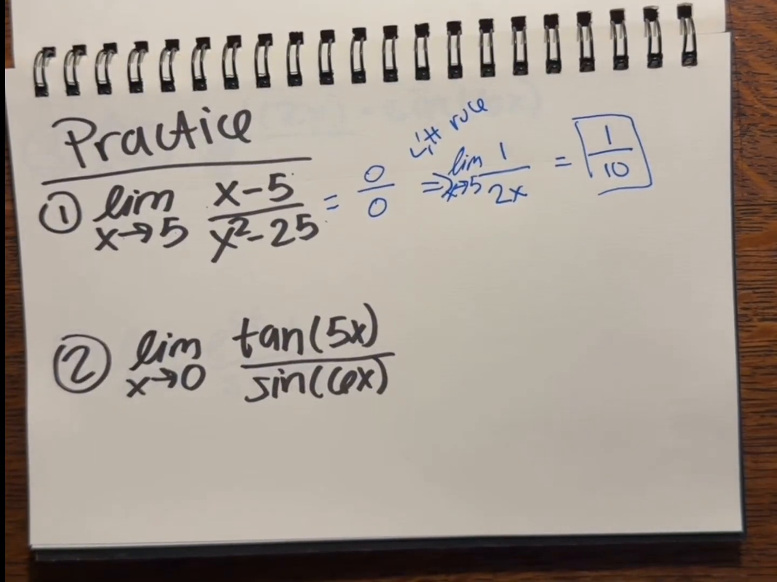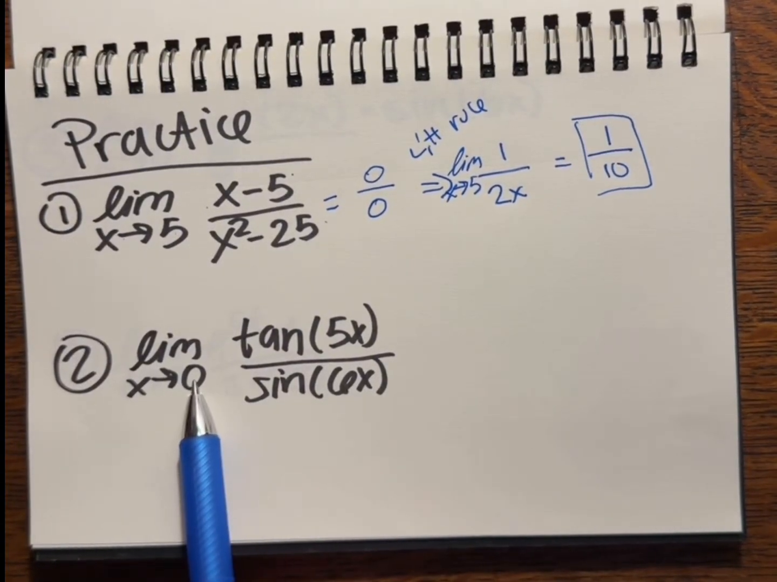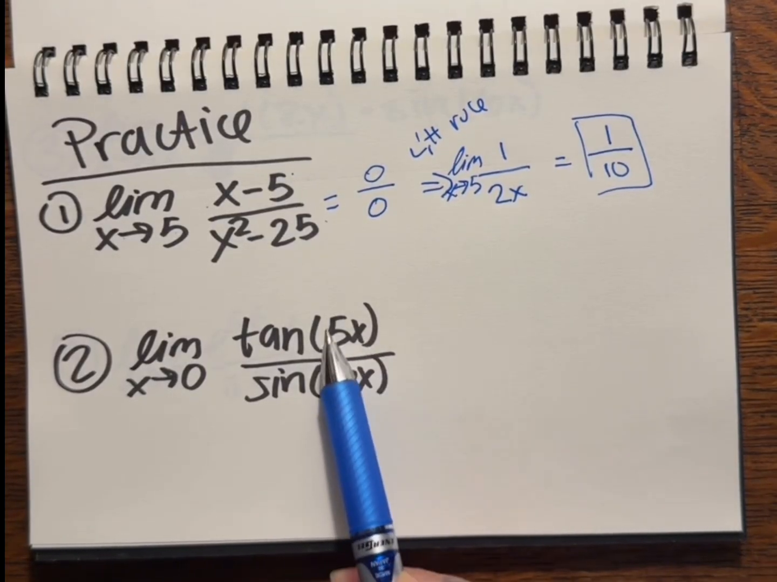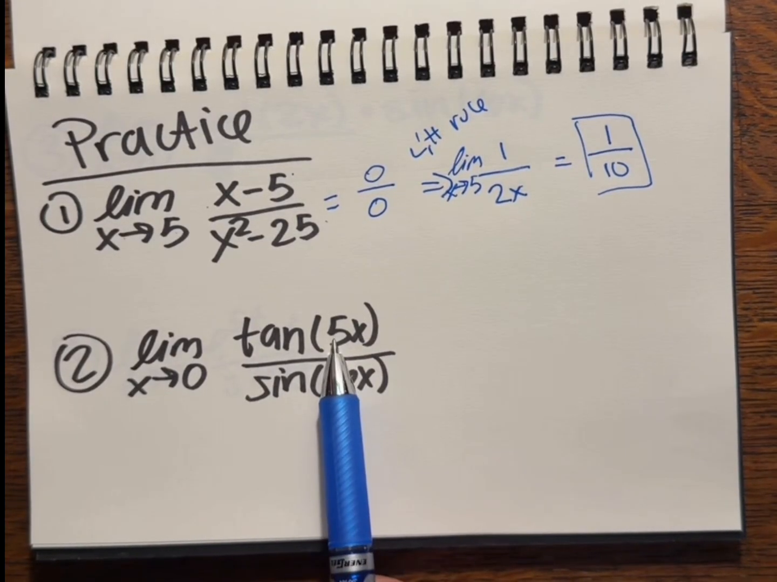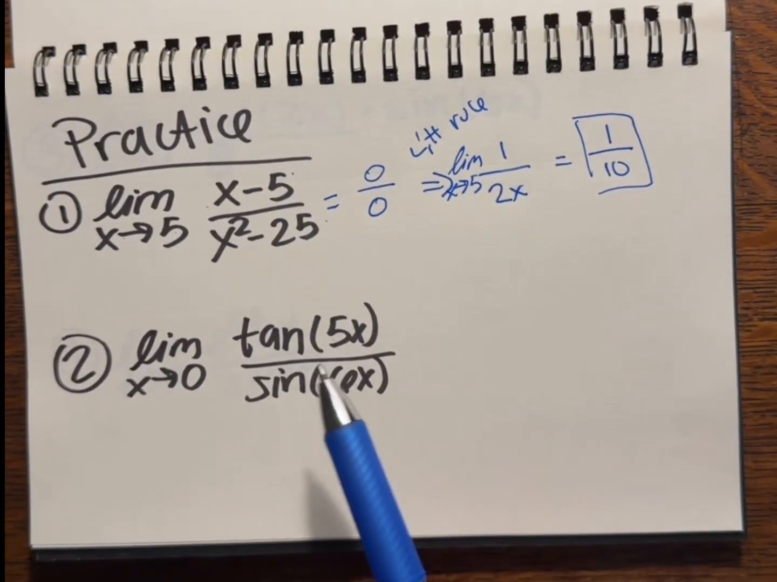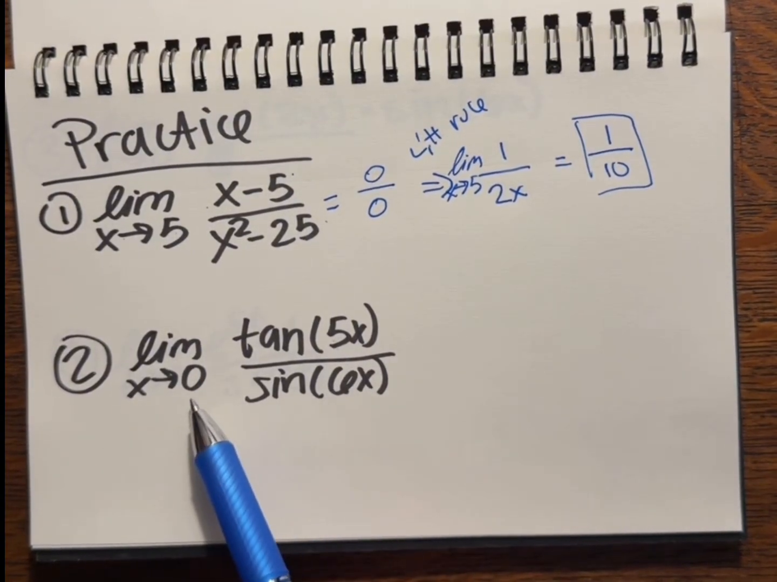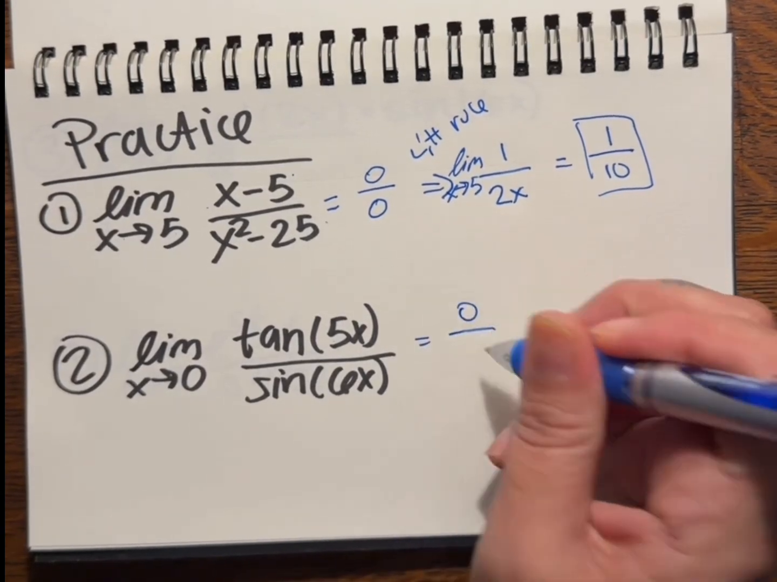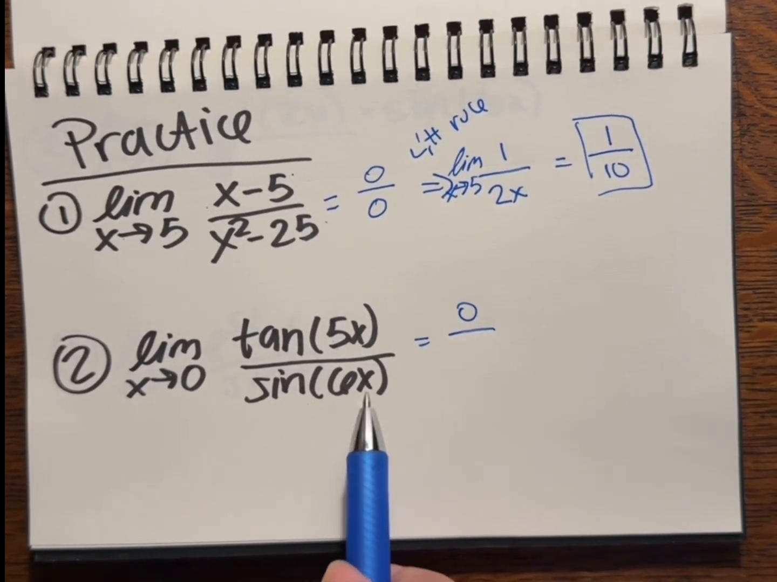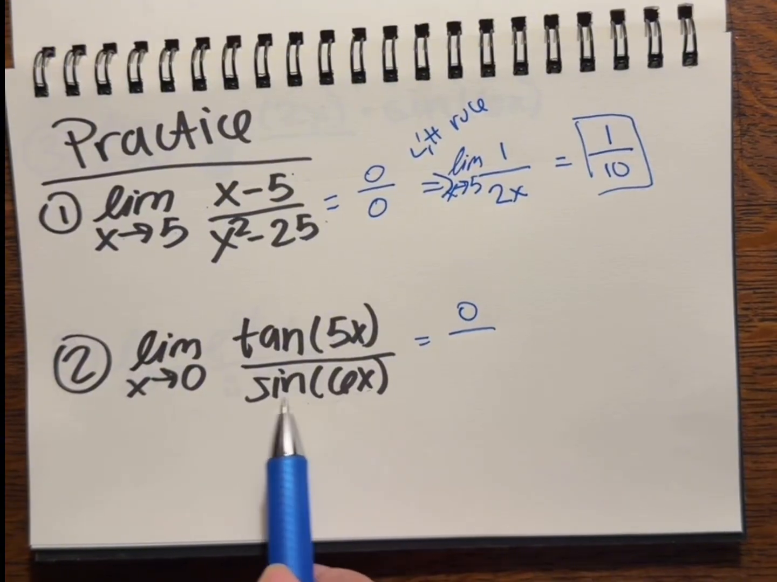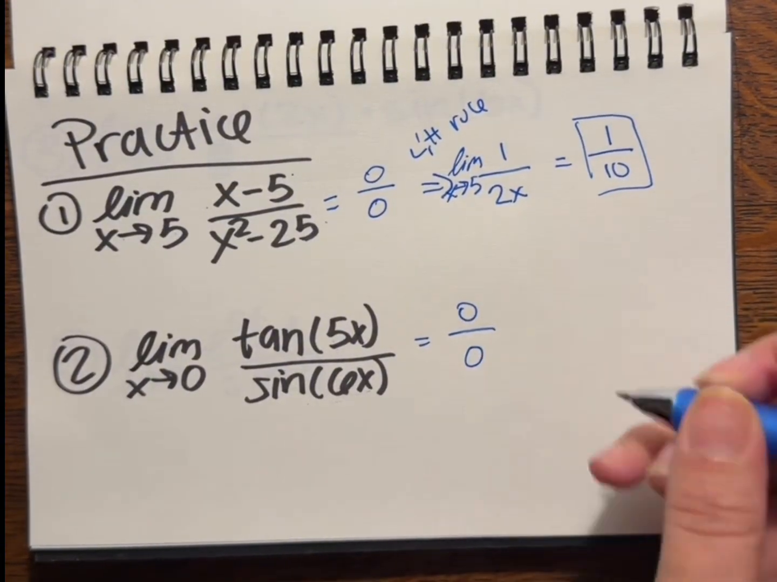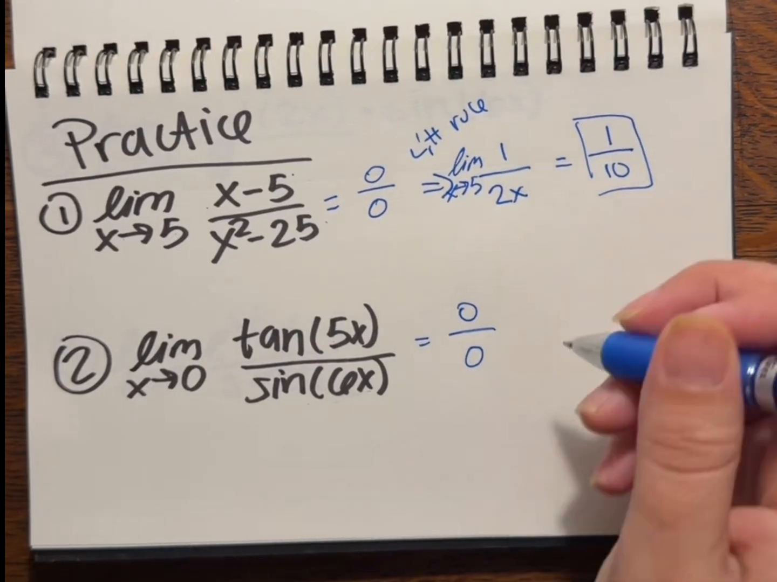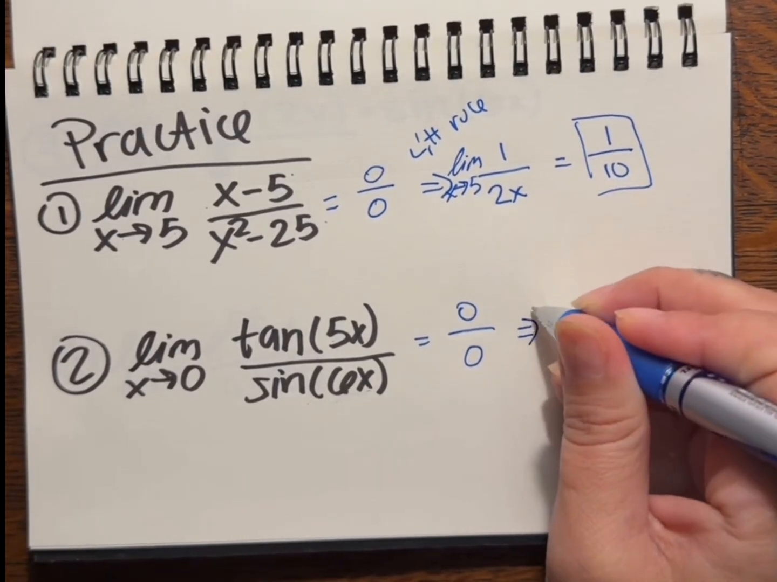Now let's try the next one. So the limit as x approaches 0, here, this is going to be 0. So tangent of 0, if you remember, tan is sine over cosine, and sine 0 is 0, right? So 0 over 1 is 0. And then sine 0 here, the same thing. This is going to approach 0. Sine 0 is 0. So you could see we have the 0 over 0 form. And now we could use L'Hospital's rule.